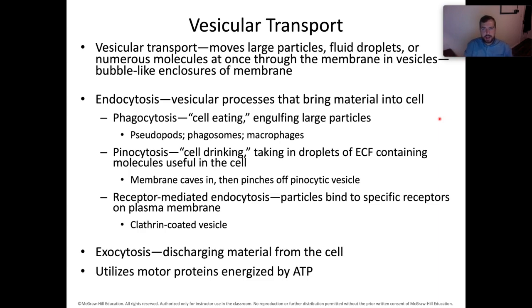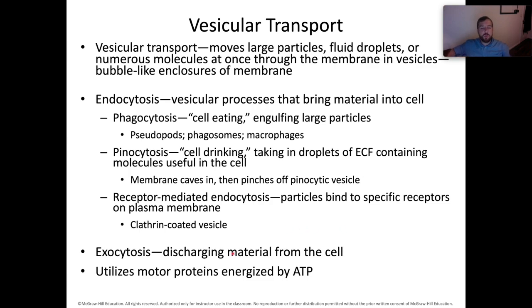Vesicular transport is next. This is where we move very large particles, fluid droplets, or other molecules through the membrane in vesicles. And a vesicle is just like a bubble. Endocytosis is where we basically wrap the membrane around and just bring in a bubble of stuff. And there are different mechanisms specifically for this. Phagocytosis is one, cell eating. So things like macrophages, phagosomes, pseudopods will sort of just reach around and grab something and bring it in. Pinocytosis is the same thing, except it samples extracellular fluid and whatever might be in that.